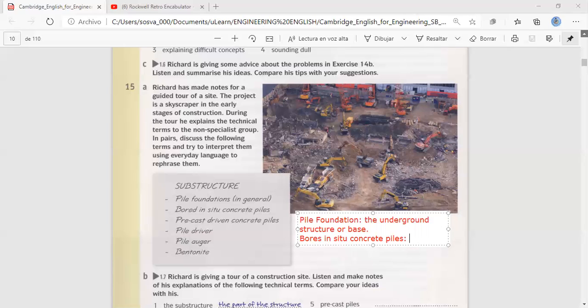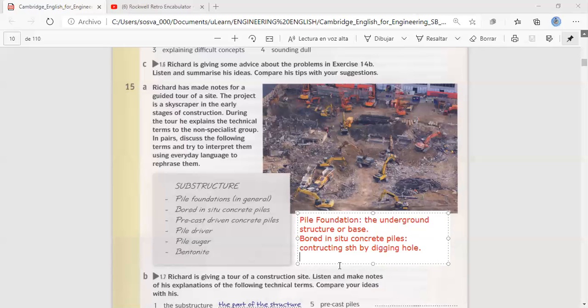So in this case, we can call the bored in situ piles as constructing something by digging a hole. That's bored in situ. Bored, yes. In situ, or in job site. That's the idea of it.